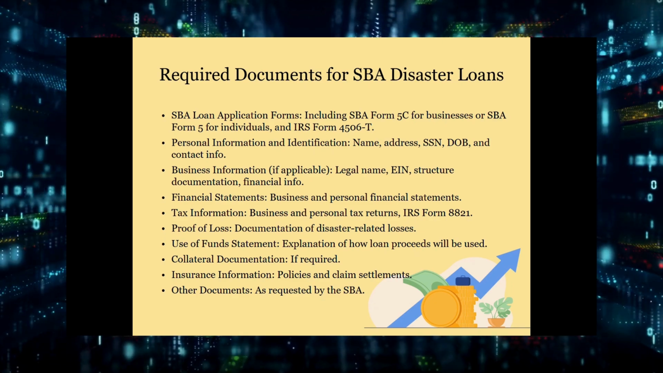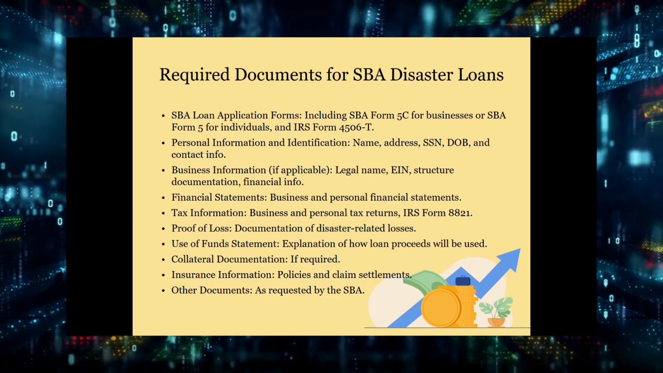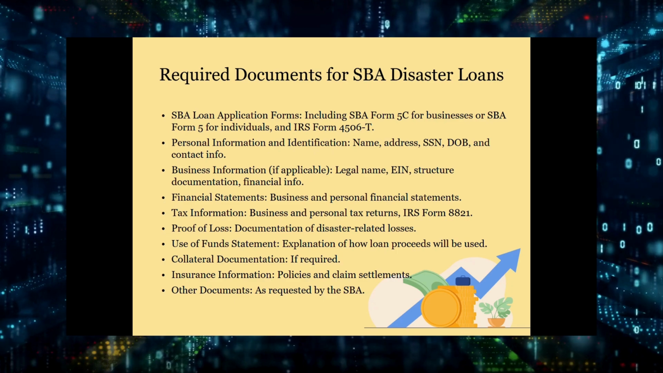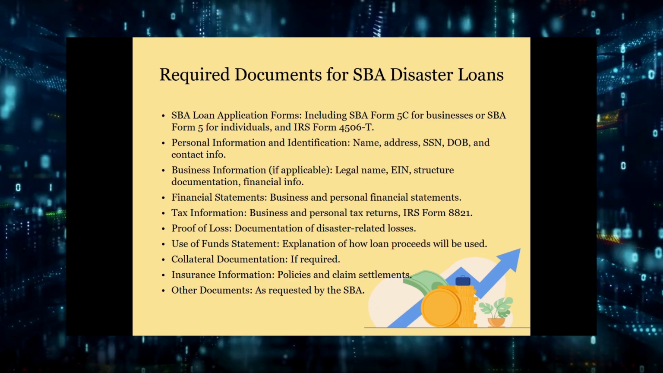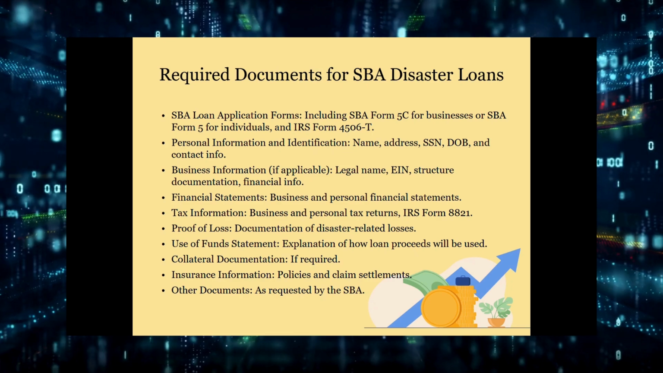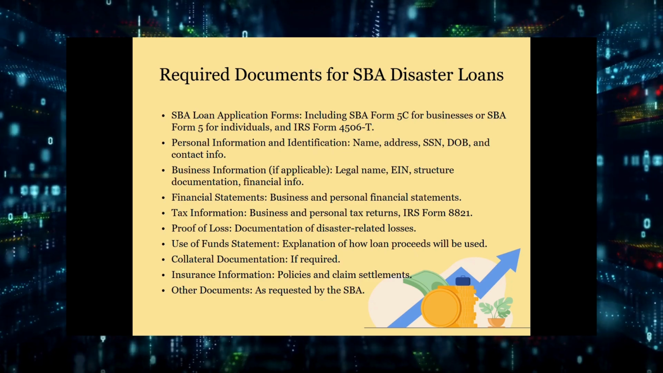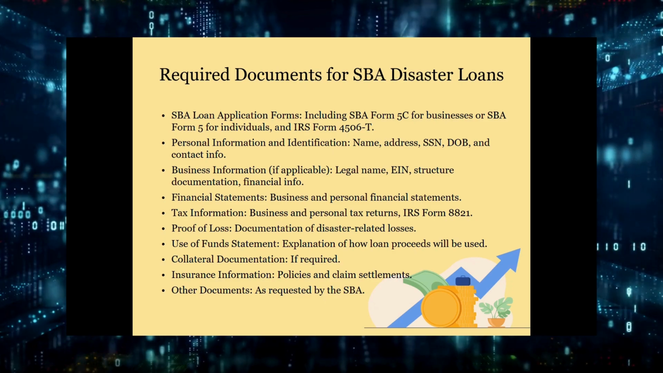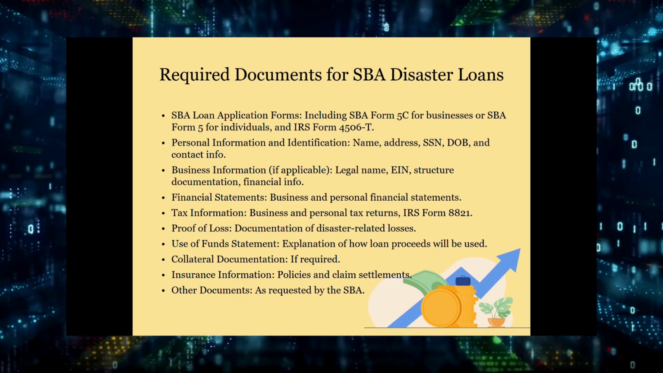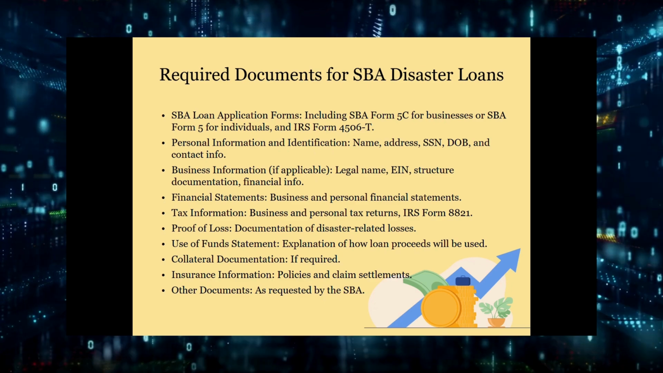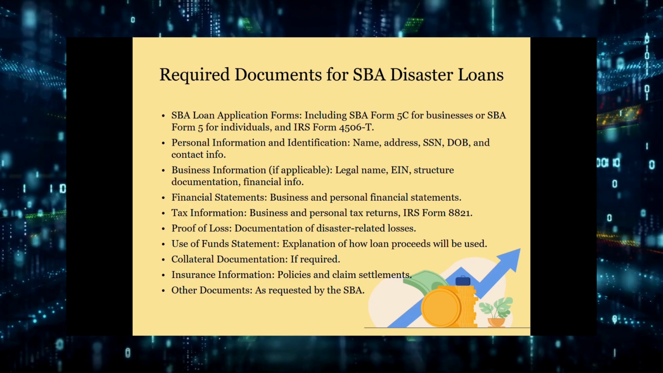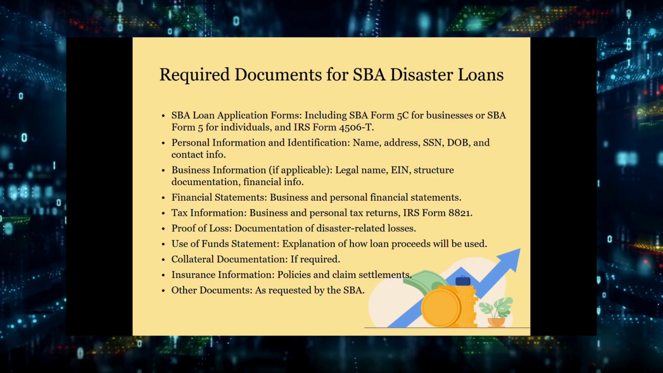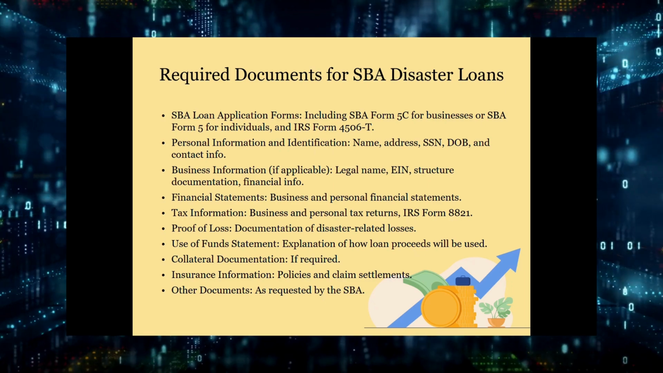SBA loan application forms. You'll need to fill out the SBA loan application forms provided by the SBA. These forms may include SBA Form 5C for businesses or SBA Form 5 for individuals and IRS Form 4506T, which allows the SBA to request transcripts of your tax returns. Personal information and identification. Provide personal information such as name, address, social security number, date of birth, and contact information for all applicants. Business information, if applicable.